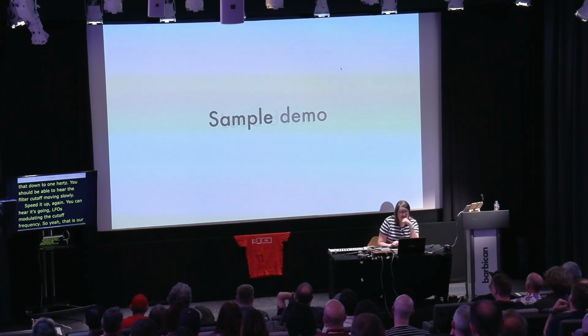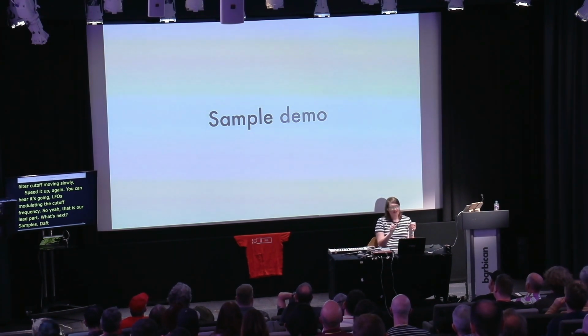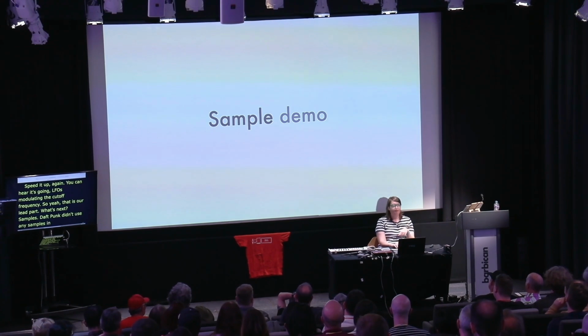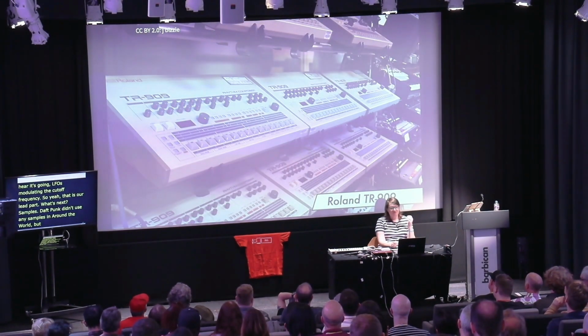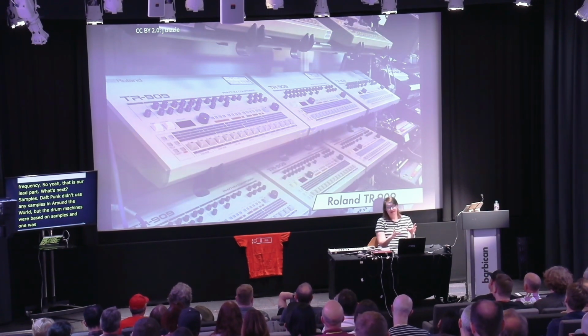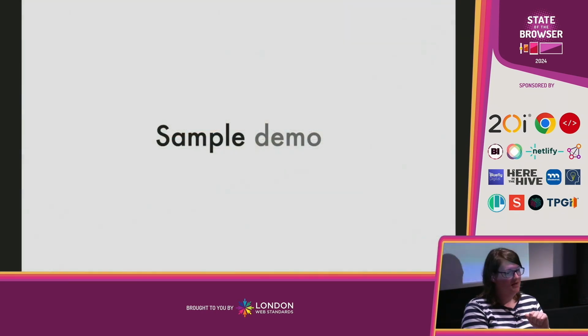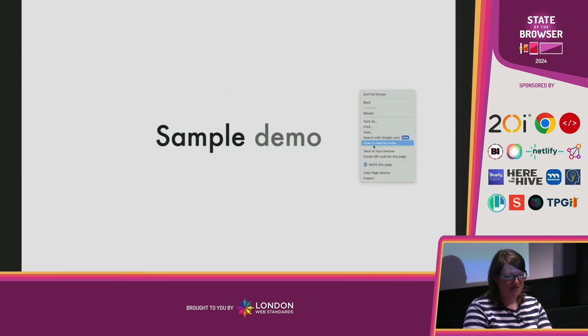Excellent. Right. What's next? Samples. Daft Punk didn't use any samples in Around the World, but the drum machines that they used were themselves based on samples. And one of the drum machines that they used was the Roland TR-909, which was made famous by the acid house scene. It's particularly prized for the sound of its cymbals, which you can hear throughout house music and throughout acid house. And they were sampled from real life hi-hat and crash cymbals. So let's see if we can introduce some samples.